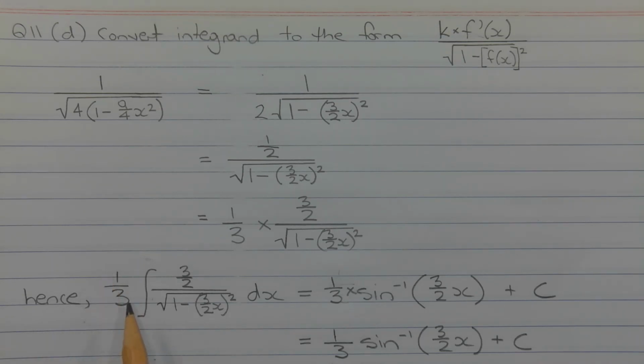Hence, 1 over 3 times the integral of 3 over 2 over the square root of 1 minus 3 over 2x in brackets squared dx is equal to 1 over 3 times inverse sine of 3 over 2x plus the constant of integration c. So that's 1 over 3 times inverse sine of f of x plus c. And we can simply write it as 1 over 3 inverse sine or arcsine of 3 over 2x plus the constant of integration c.